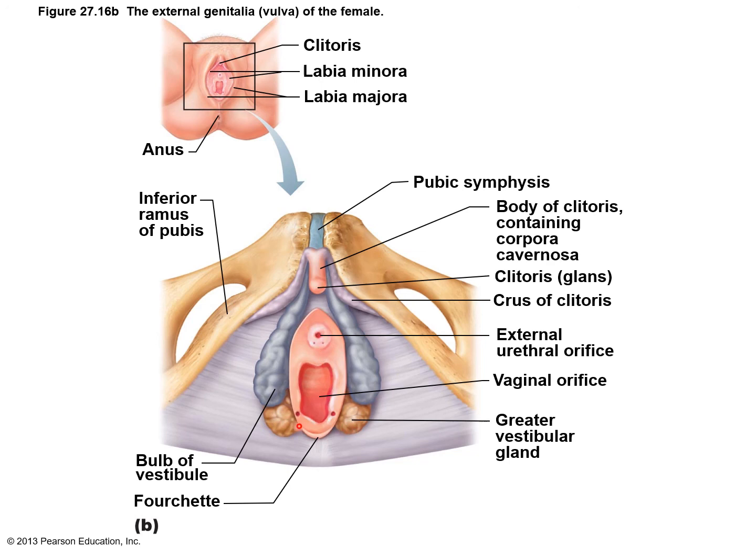Right here are the greater vestibular glands, the ones that are going to release mucus in this region to help with the lubrication. The bulbs of the vestibule get engorged with blood during intercourse, and when they do, they squeeze the urethral orifice closed, preventing any semen or bacteria from entering into the urinary bladder during intercourse.